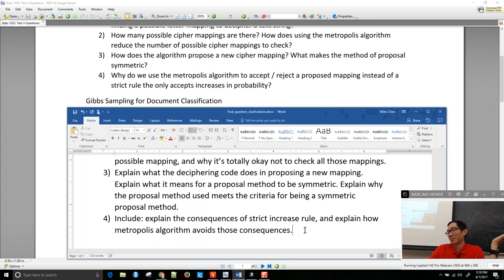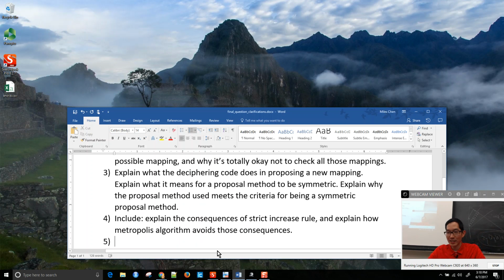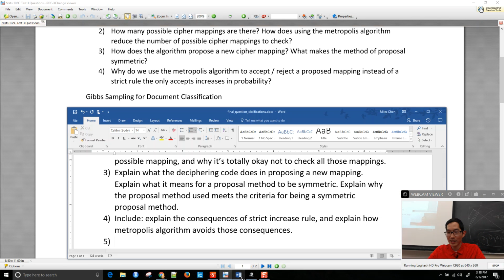Okay. No questions? Everyone's good? Okay. All right. Great. Can you use terms from optimization like local maximum and simulated annealing? Sure. If you want to use that as part of your explanation, yeah, that's fine. Okay.